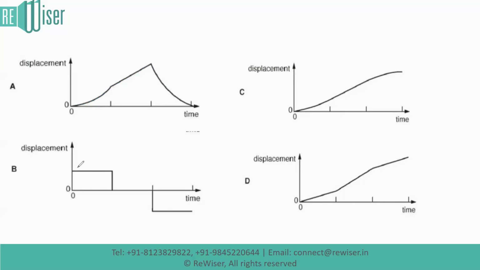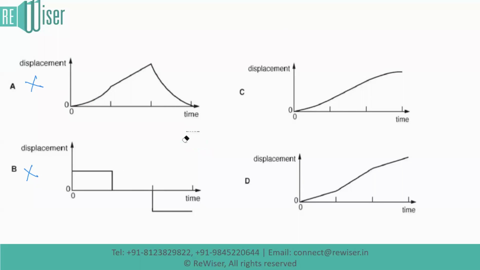Now B, here the displacement is constant. That means it is not moving, and after some point the displacement became zero. That means it was moving opposite with time. Okay, so this does not seem correct at all. This is not correct, we found out. Because it was at rest at the beginning, so that is not correct, obviously, and directly moved back. Okay, so this is not the correct answer.